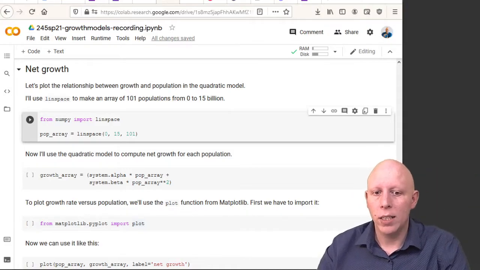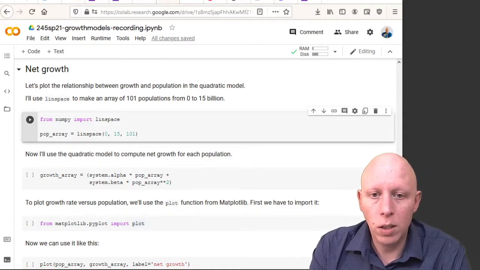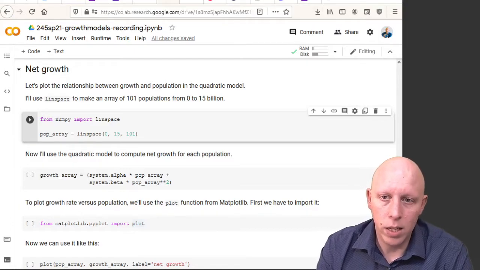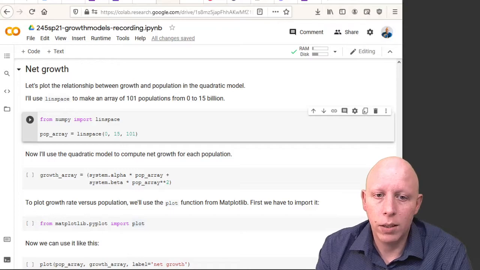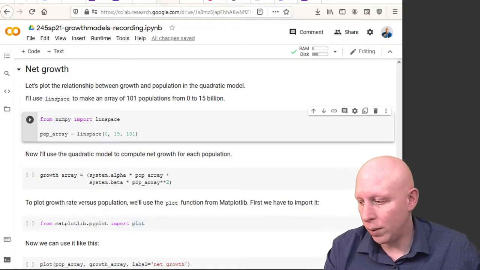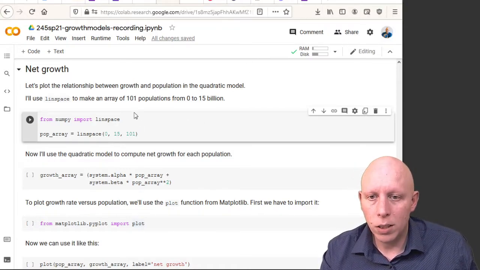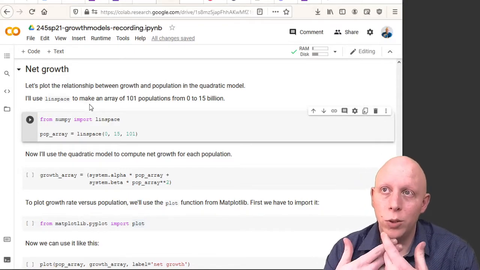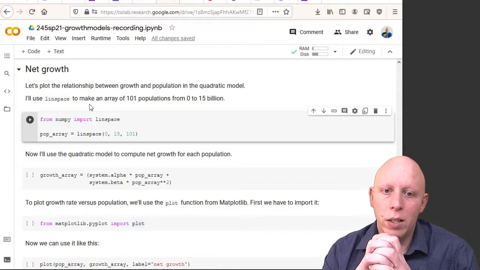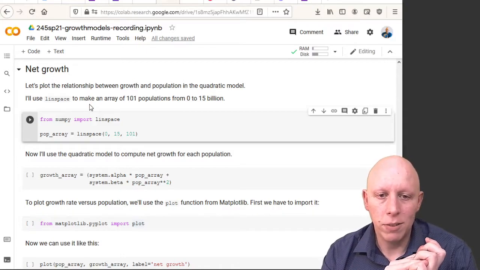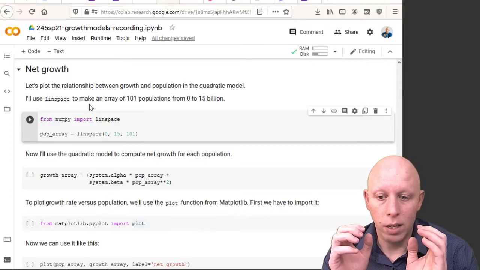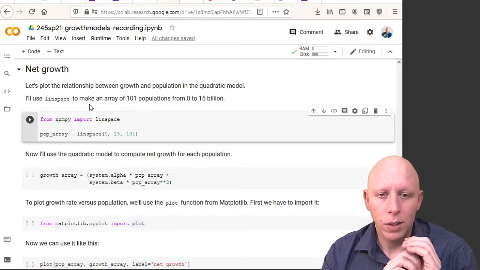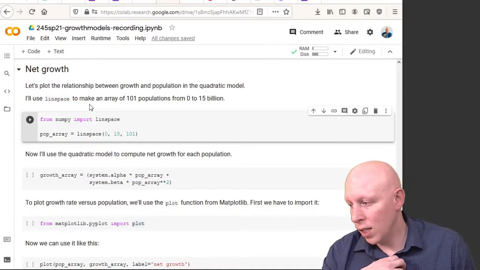Hi there, welcome back. I wanted to talk a little bit about some of the code that's in the growth models notebook. I wanted to talk about the way we can use Python to make that second type of graph that appears in our discussion. We've got the picture of the population over time.